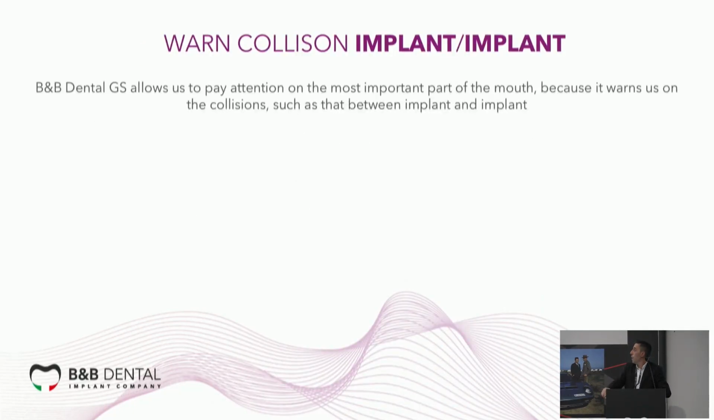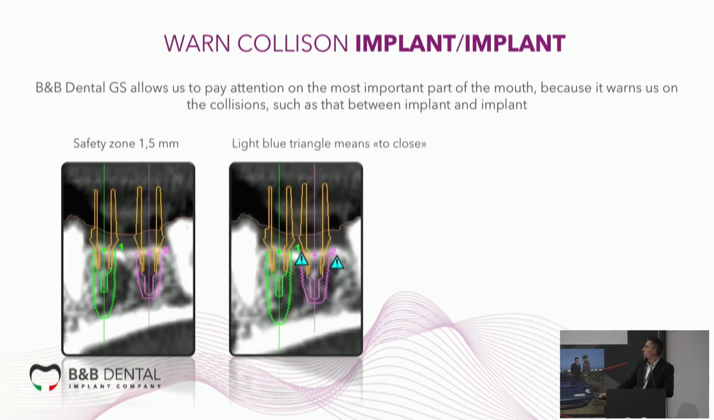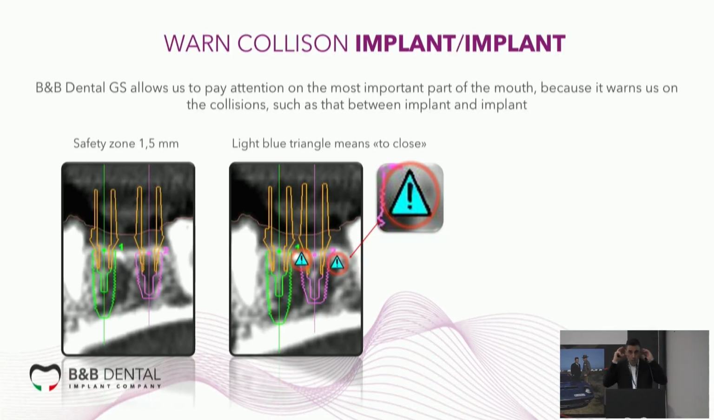Collision implants. B&B Dental GS is the name of the software. It allows you to pay attention to the most important parts of the mouth. In this case, it is not an important part of the mouth like in the case before, collision implant and nerve, but it warns us about collision between implant and implant, like in this case. Safety zone 1.5 millimeters at implant, so implant to implant 3 millimeters. Light blue triangle means too close, not collision, just too close.